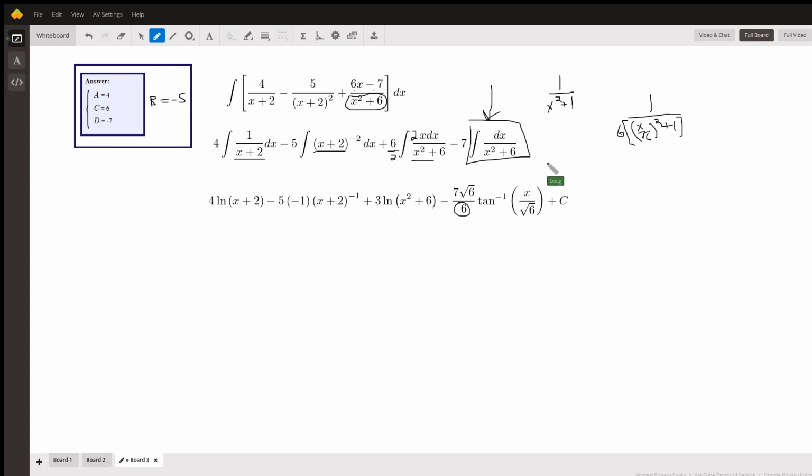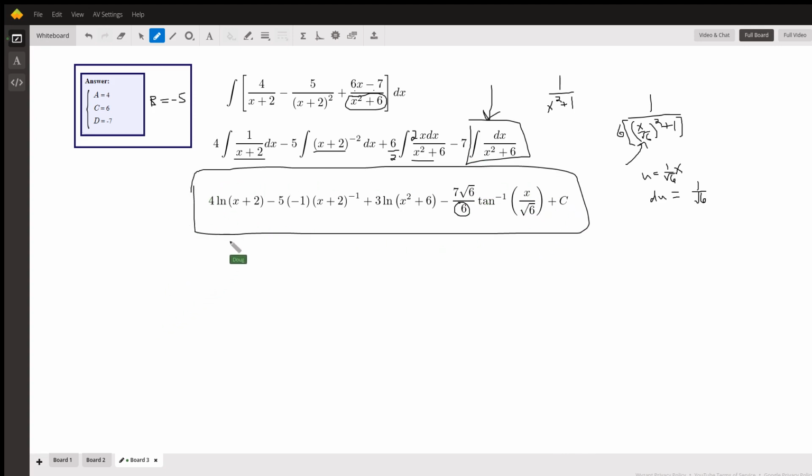And then here you have to use u substitution. U equals x over the square root of 6, or 1 over the square root of 6 times x. So du is 1 over the square root of 6 dx. So that means we need to put square root of 6 in front of the integrand. And finally, that's the inverse tangent of x over the square root of 6. There you go. That's a lot of work, a lot of busy work. But hopefully that gave you some idea.